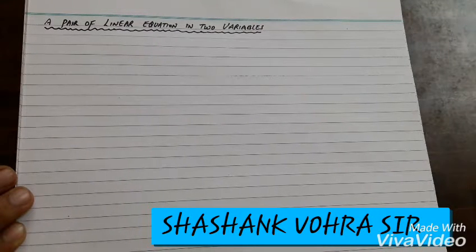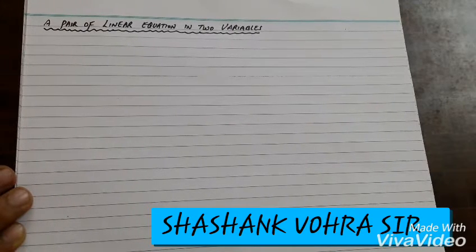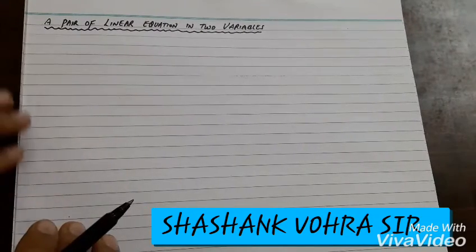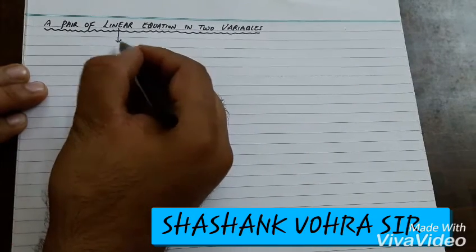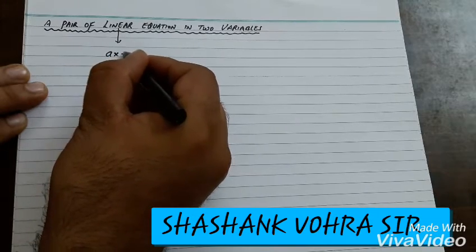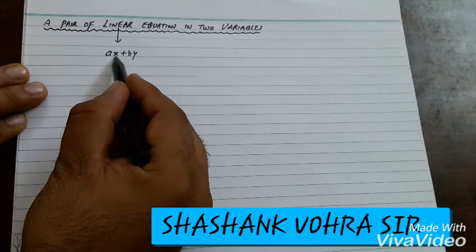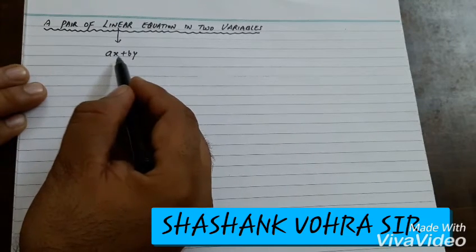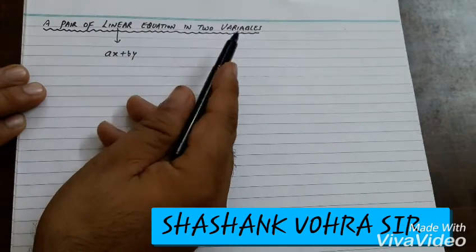Hello students, today we will discuss this topic, a pair of linear equations in two variables. Before going further, first of all we have to understand the meaning of a pair of linear equations in two variables. As we know, linear means a polynomial with degree 1, but because it is a linear equation in two variables, we have to assume that there are two variables. So let us represent the two variables by x and y, and a and b are constants. This type of equation is known as a linear equation in two variables.